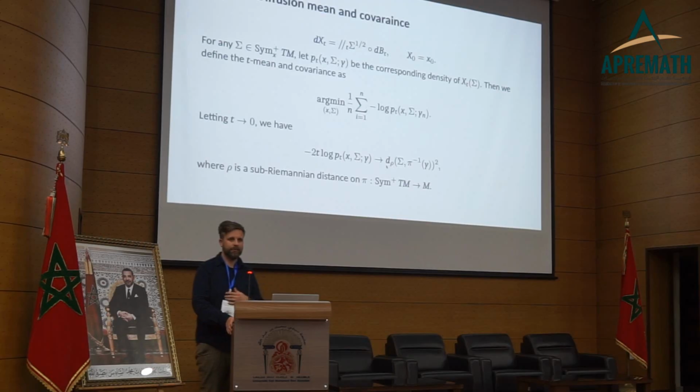And here something interesting happens. Before, when I went at time equal to 0, the result was that I got the distance squared. In this case, I don't get the distance squared. What I do get is a distance squared, but it's not on the manifold. So what I get is a distance on the bundle, the fiber bundle of symmetric tensors. And it's the distance between my initial symmetric tensor and the fiber over the final point.